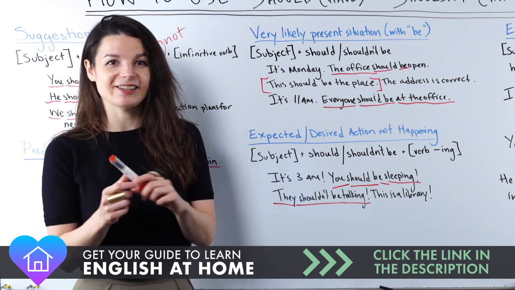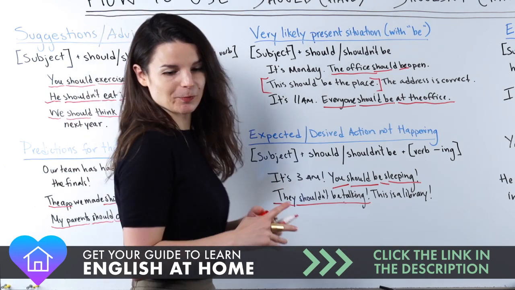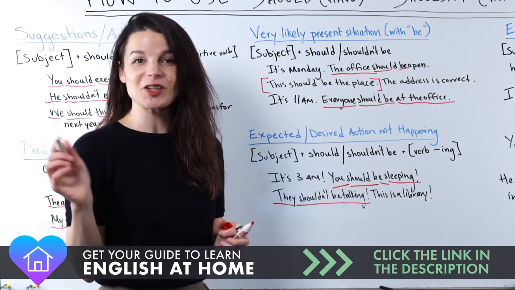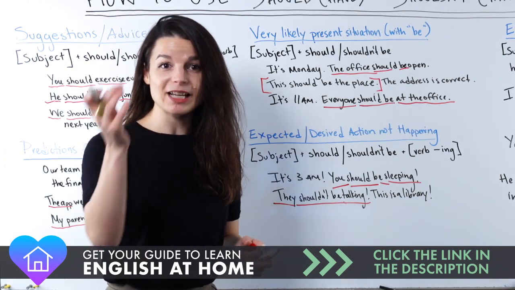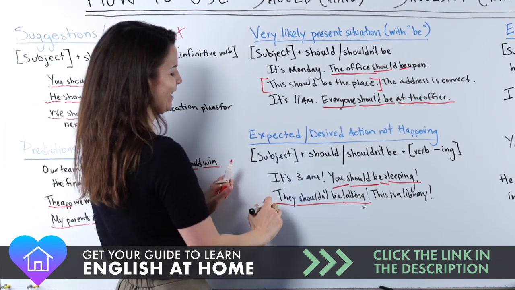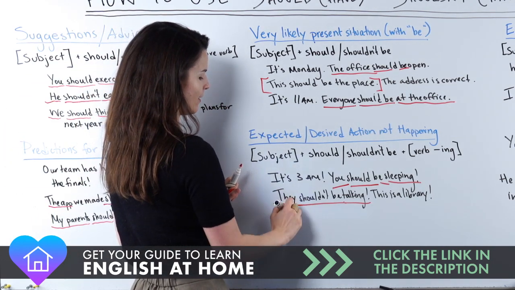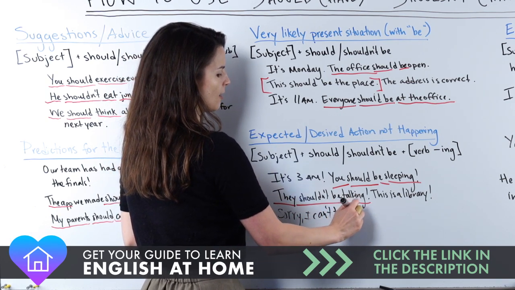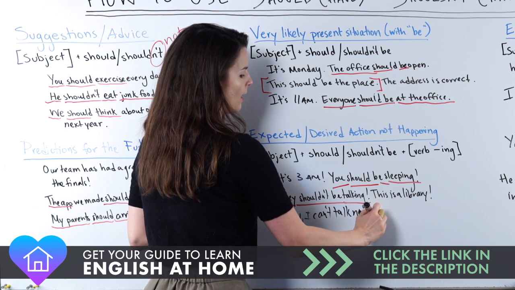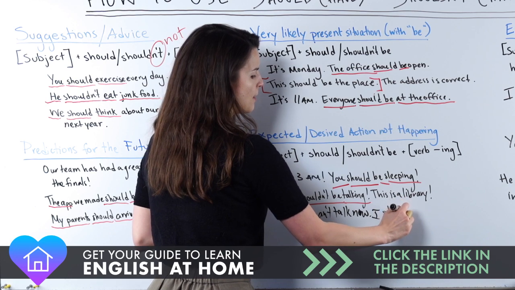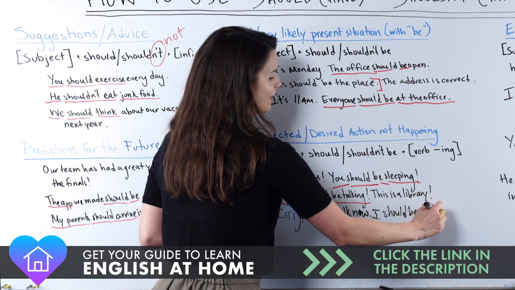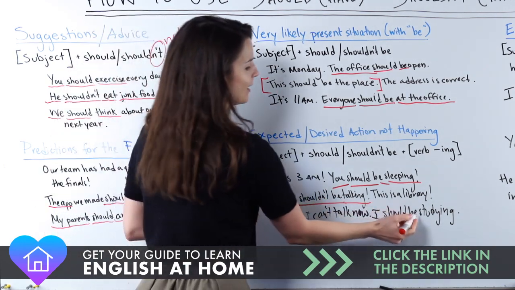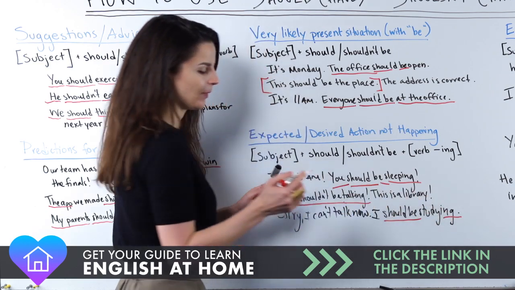So what's another good example? Here's another good one. Let me change my marker color so it's easier to see. When you're studying, I'll give you a pattern that you can use if you need to study and someone is bothering you. You can say, sorry, I can't talk now. I should be studying. Sorry, I can't talk right now. I should be studying.